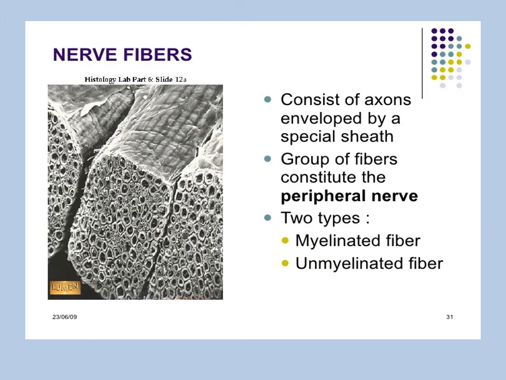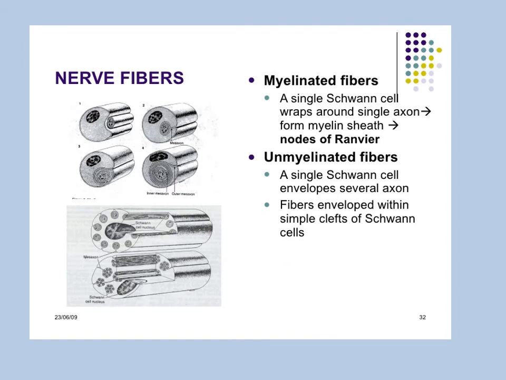Now, histologically, you can see this is a nerve. The fibers consist of axons enveloped by a special sheath. So this is called the peripheral nerve. There are two types of peripheral nerve fibers which can be identified: myelinated nerve fibers and unmyelinated nerve fibers. As we have discussed, the myelination of the peripheral nerves is carried out by the Schwann cells.